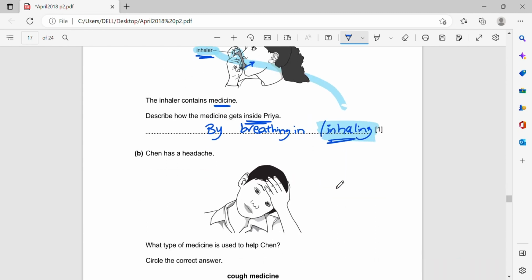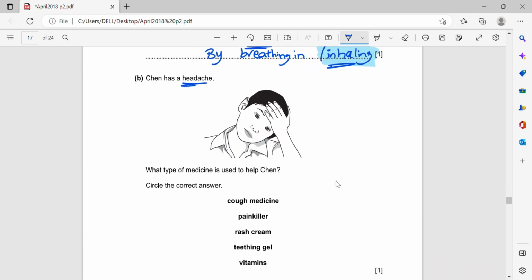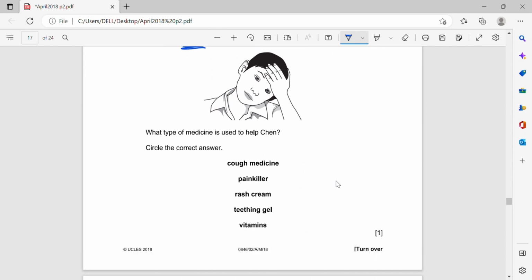Chen has a headache. What type of medicine is used to help Chen? Cough medicine? No, he doesn't have a cough. Painkiller? Yes, he has pain because of the headache. Rash cream? That's for an itchy skin rash, so no. Teething gel, no. Vitamins, no. So the answer is painkiller because he has a headache.